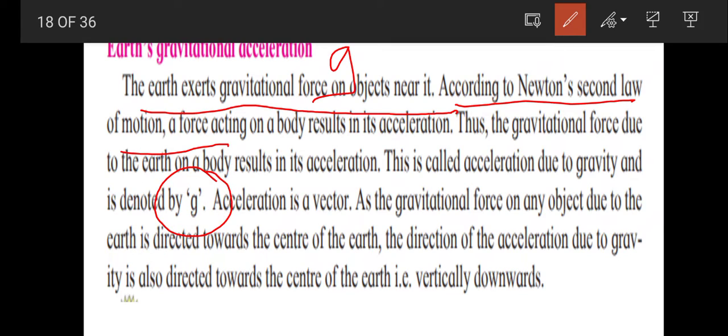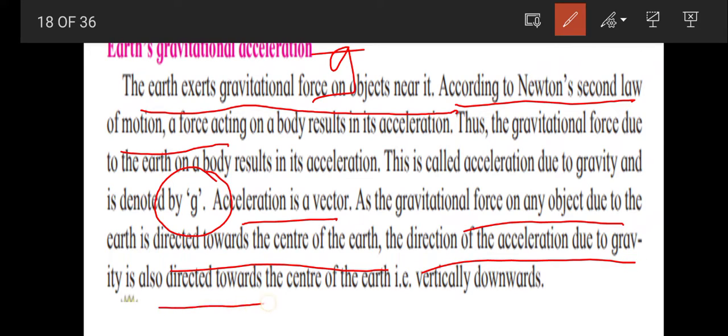In the exam they will ask the question, write a note on gravity. At that time you have to write this paragraph, and here you have to write that acceleration is a vector quantity. Vector means what? It has a direction as well as a magnitude. So gravity is a vector quantity because every object comes towards the earth, so it has a direction, and it has a value, 9.8. As the gravitational force on an object due to the earth is directed toward the center of the earth, the direction of the acceleration due to gravity is also directed toward the center of the earth, vertically downward.